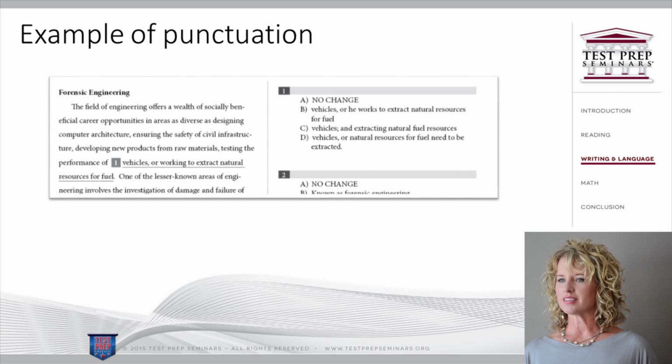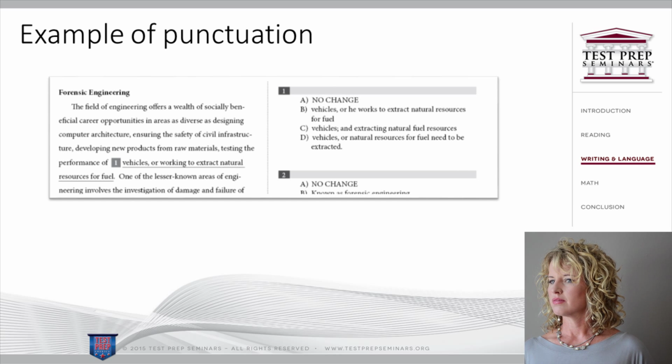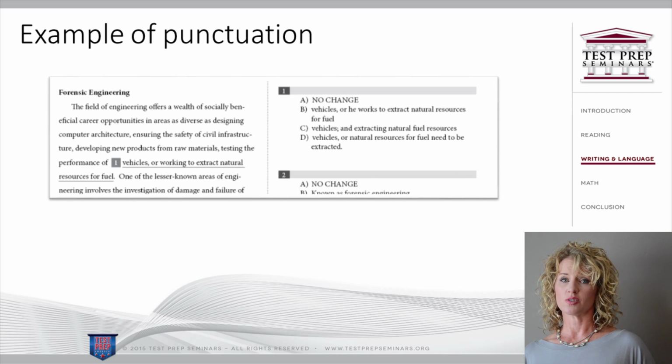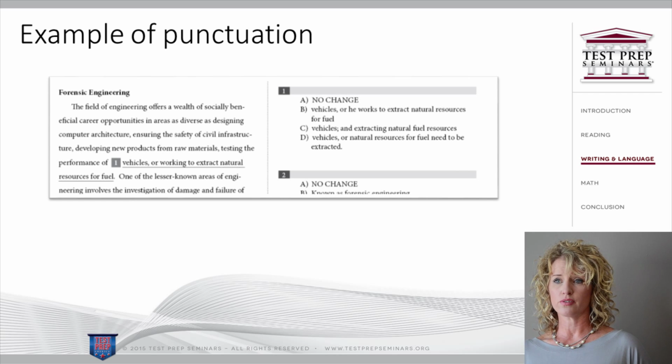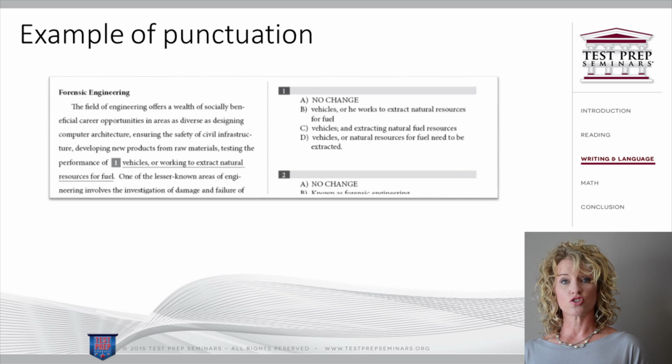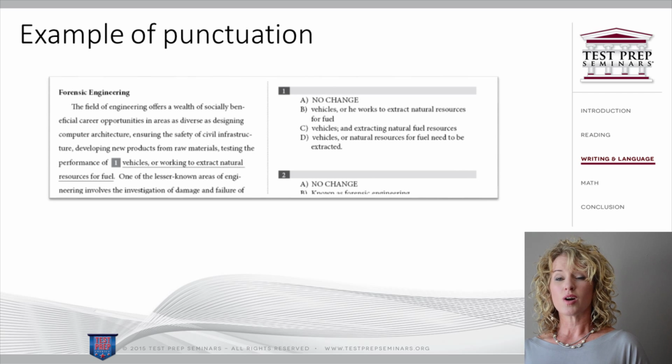But it can't be C. Why can't it be C? I hear you answering me. Why can't it be C? Because the punctuation isn't correct. It does read better for sure, but we can't select C because it's punctuated incorrectly. So those are the things that they're going to try and trip you up on. They're wanting to see if you recognize, well, the flow is better, but the punctuation is in fact incorrect.